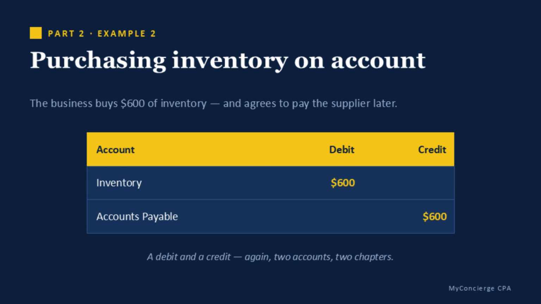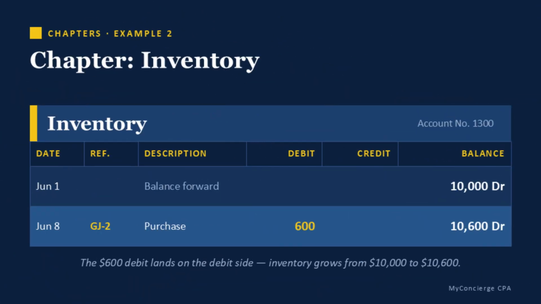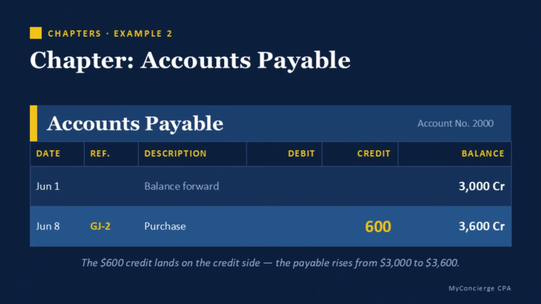Let's look at another example. Example 2, purchasing inventory on account. Now assume the business purchases $600 of inventory from a supplier and agrees to pay later. The journal entry is you debit inventory for $600 and you credit accounts payable for $600. The $600 debit is posted to the inventory chapter in the general ledger. The $600 credit is posted to the accounts payable chapter.